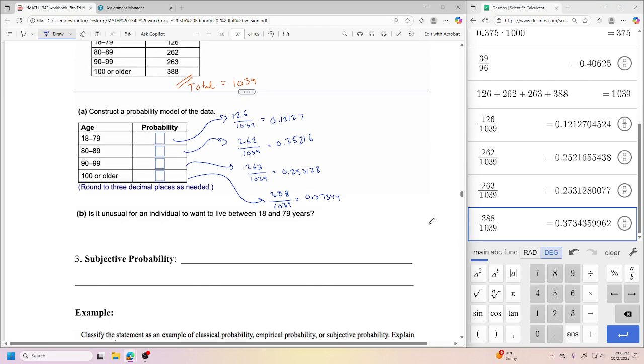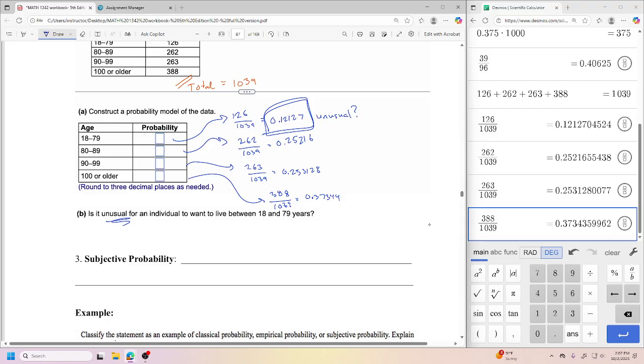And then they're asking this part. It says, is it unusual for 18 to 79? So they're just saying the top part right here, this number right here. Is it unusual? And I'm going to put a question mark next to it. And what do y'all think? Do you remember what the unusual percentage is? No? I'm going to say 5%.